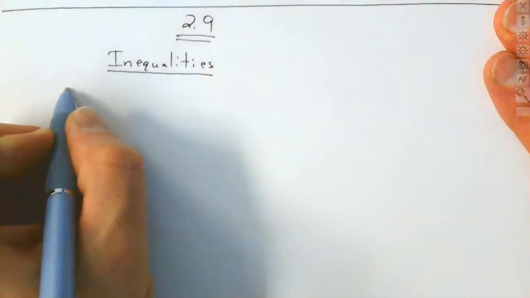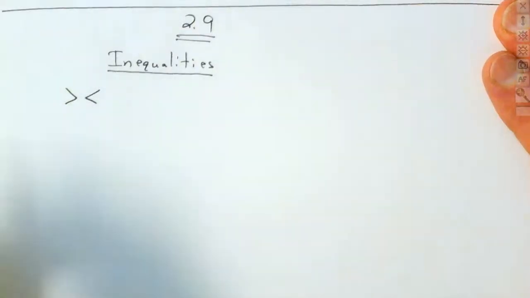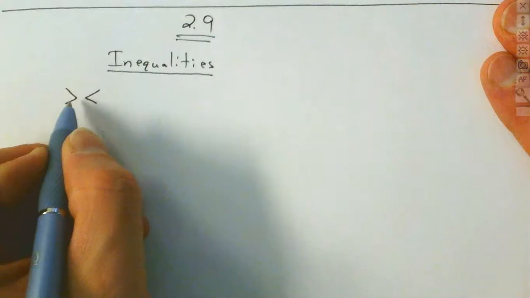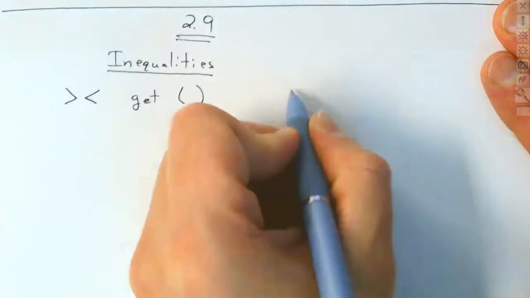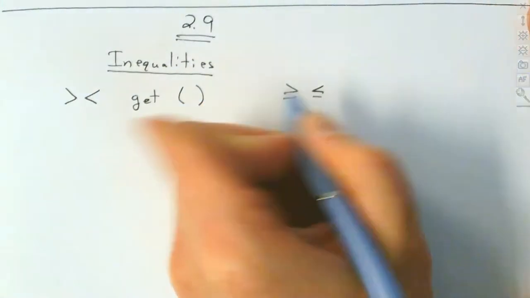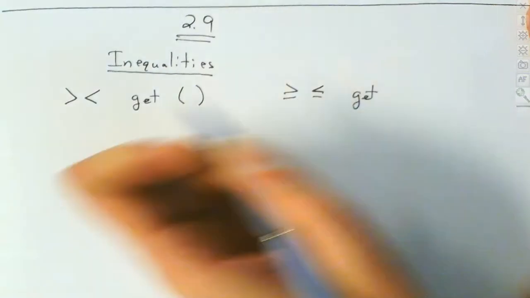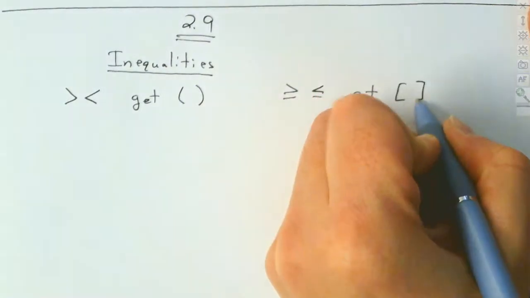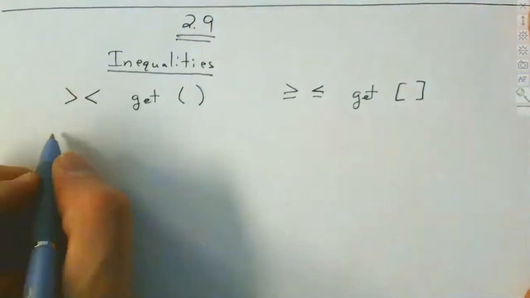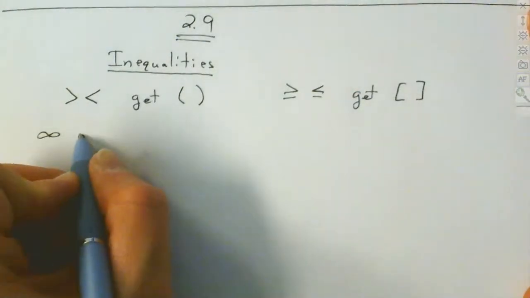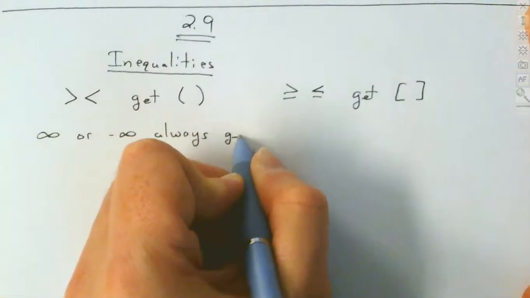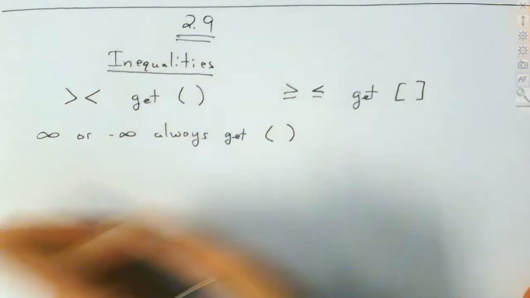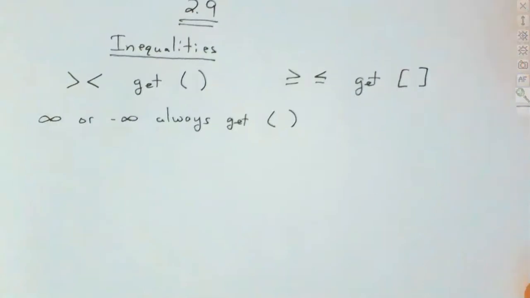And when they go on the number line, depending upon what they are, they either get parentheses or they get square brackets. So strictly greater than, strictly less than, these on the number line get parentheses. Greater than or equal to, less than or equal to, those, when you put them on the number line, get square brackets. And positive or negative infinity, they always get parentheses. So these are just facts that we need to remember.